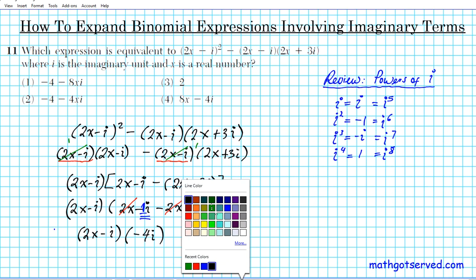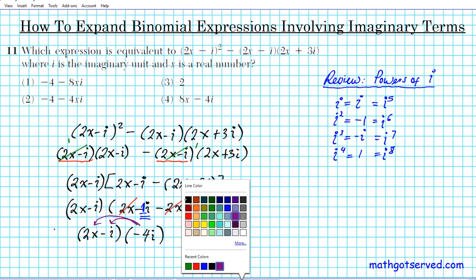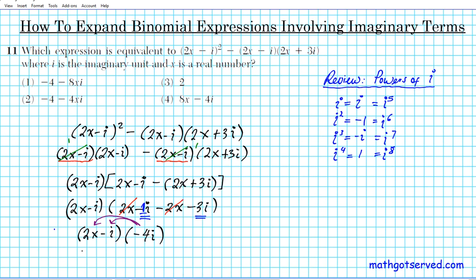Now to finish this off, we're simply going to distribute negative 4i to these two terms here. When we multiply that out, 2 times 4 is 8, so negative 8xi, and then this minus times the minus in the center becomes plus, plus 4i squared.